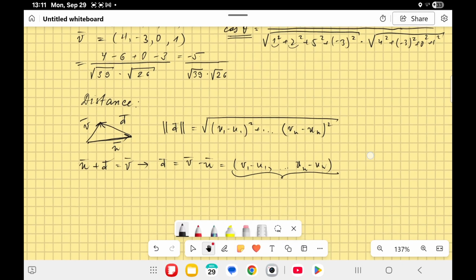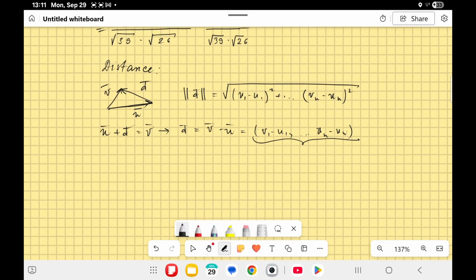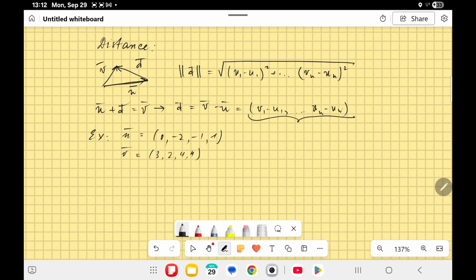Maybe we should find the distance between some vectors. Let's do an example. Let's consider vector u equals 0, 2, 1, 1 and vector v equals 3, 2, 4, 4. So according to my formula, distance, I'm going to label it as d, but you can write dist or any other letter. Distance is always a number and it's always positive, or equal to 0 when we have the same vector. And we are going to extract the square root.